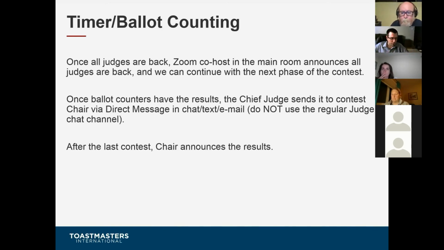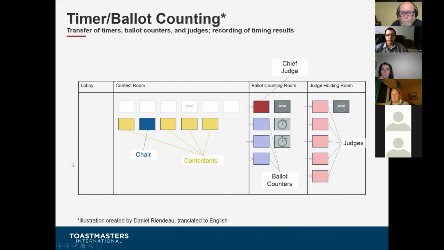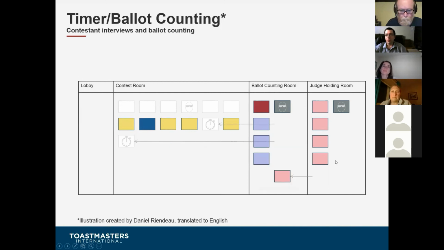And once the results have been tabulated, then you send it to the contest chair. And so this is basically what it looks like. So they're busy interviewing the contestant here. The timers go into the ballot counting room. Judges waiting in the judge holding room. Once the timers are done, they're back in the main room.